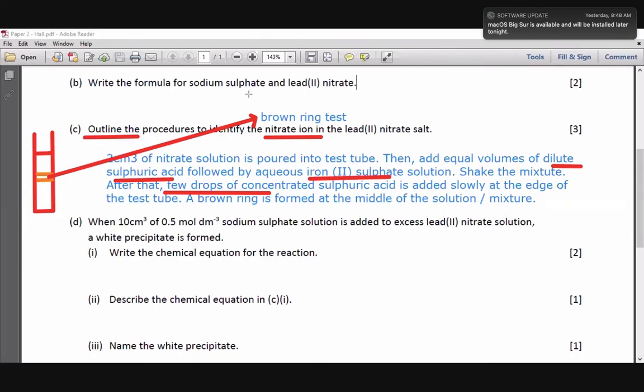Okay guys, give me the balanced equation for this one. Now, sodium sulfate and lead(II) nitrate. You already have the chemical formula, right? So right now, do this one. Okay, apply that. All done.